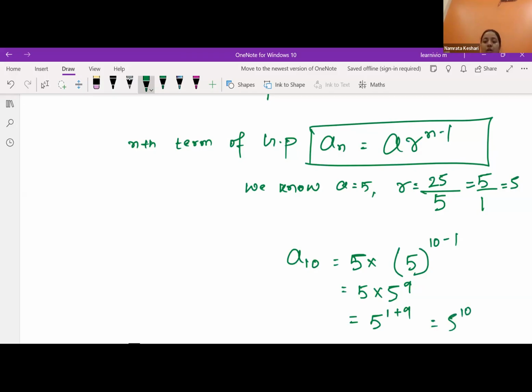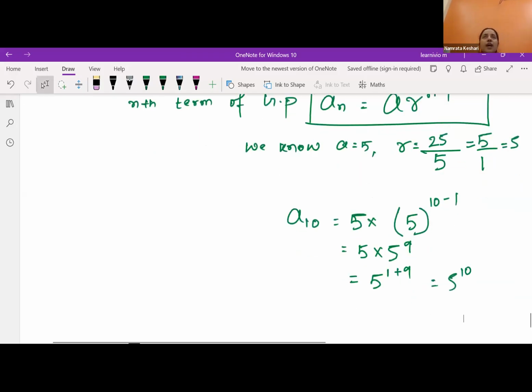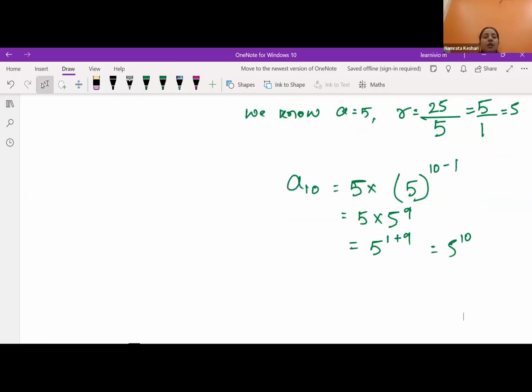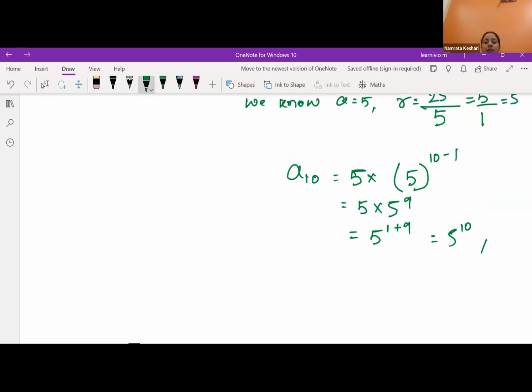You don't have to do the calculation. When it's just 5 to the power 2 or 5 to the power 3, then we will try finding the final answer. But when the power is such a bigger number, then we will leave the answer this way. And we are done with finding the 10th term of the GP. Is it clear? Let me take another question.